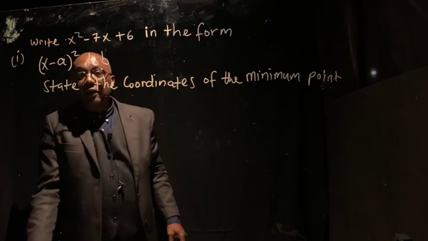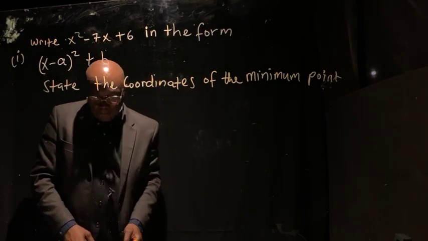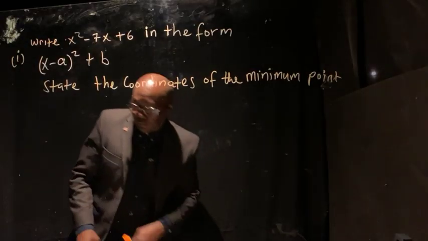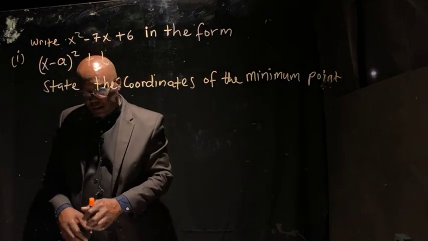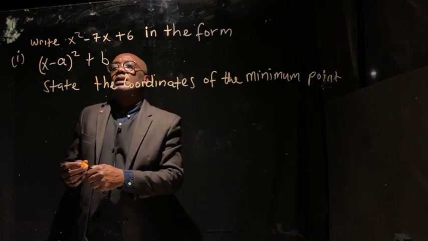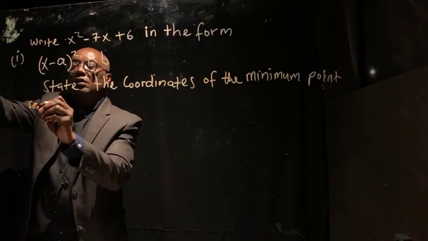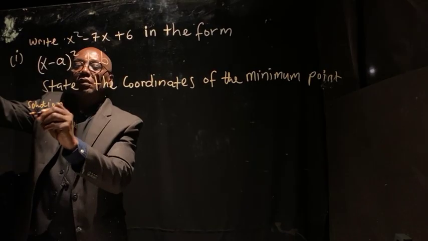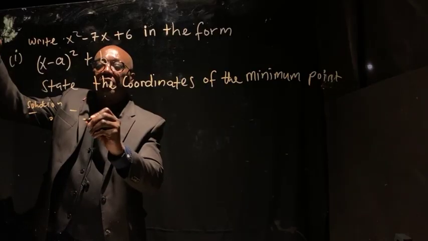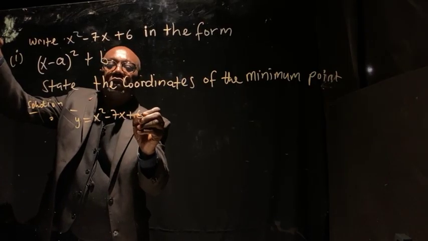Okay, welcome back. As we are studying the first part of the question, it says write this one in the form (x minus a) all raised to the power 2 plus b. Solution. Let this equation be y equals x squared minus 7x plus 6.